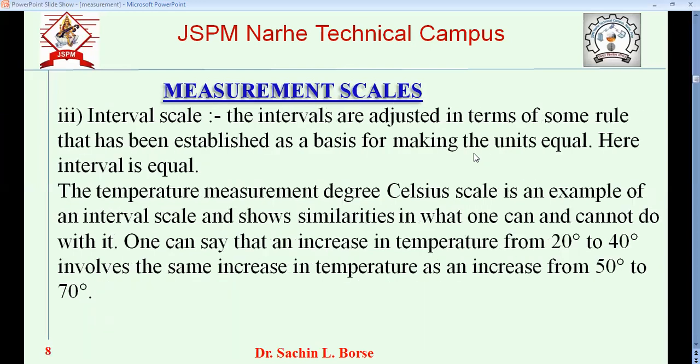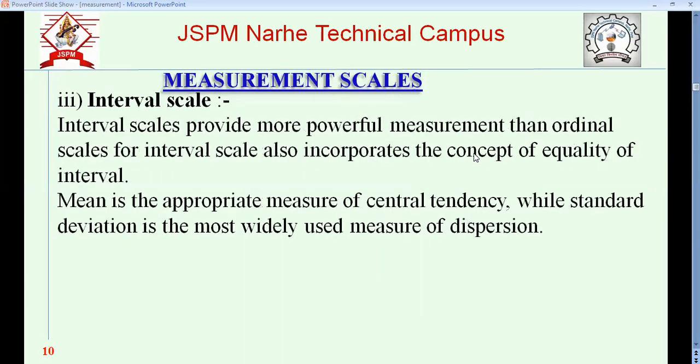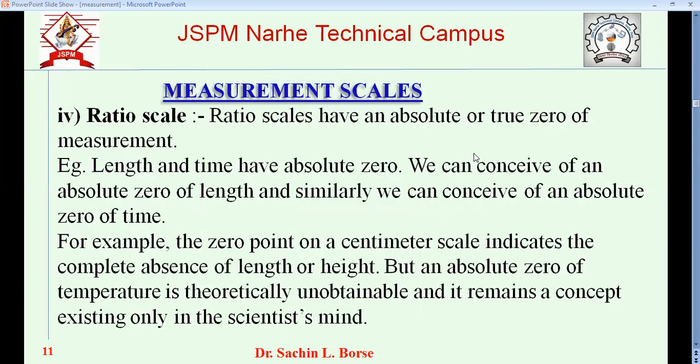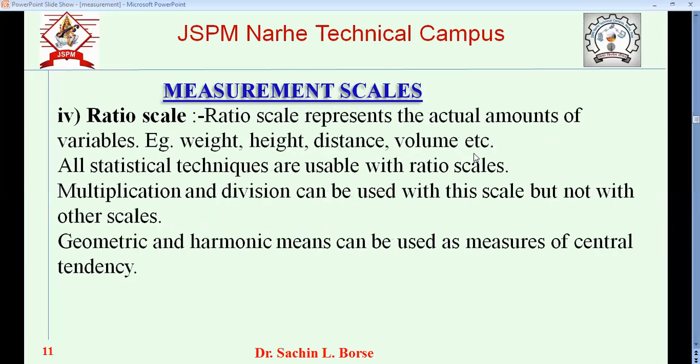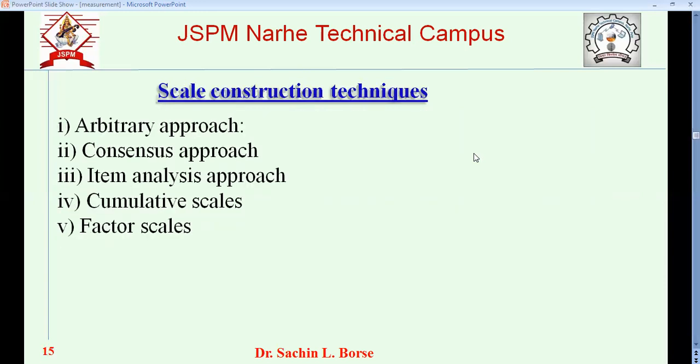Then interval scale: the difference between two consecutive values is the same. But what happens in the interval scale? The true zero is not mentioned, so we cannot take ratios. The next scale is the ratio scale. Here true zero is mentioned, so we can take ratios and multiplication. So we saw the four types of scale. Then we started scale construction.